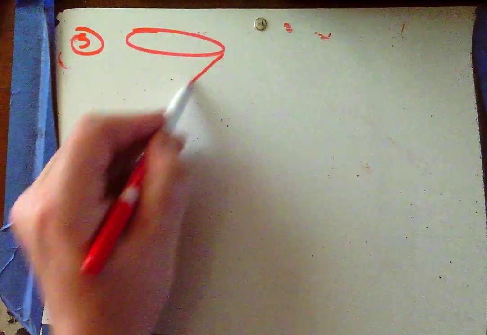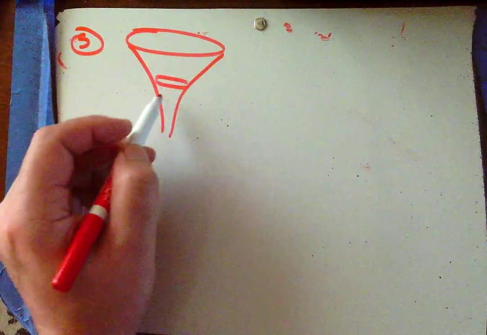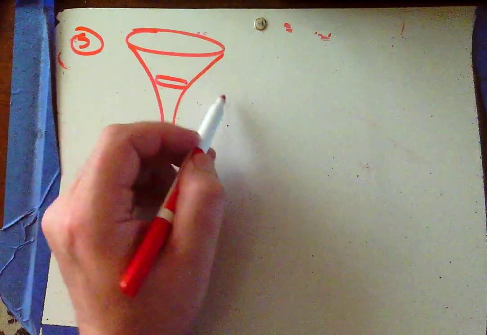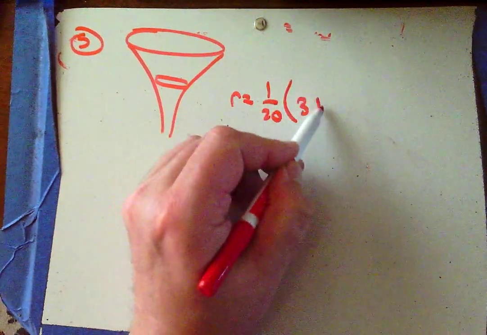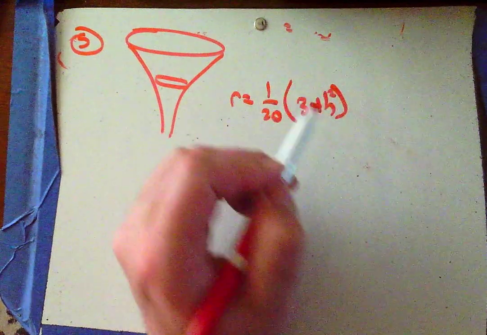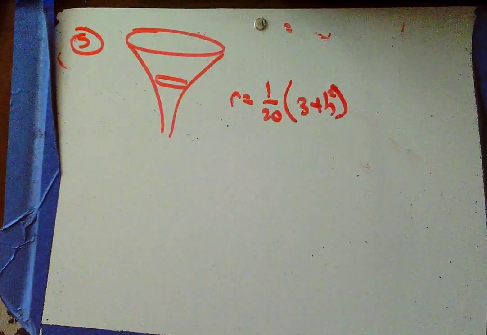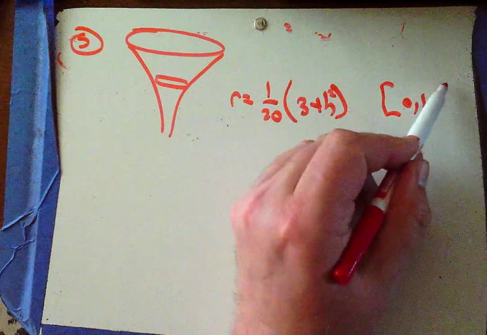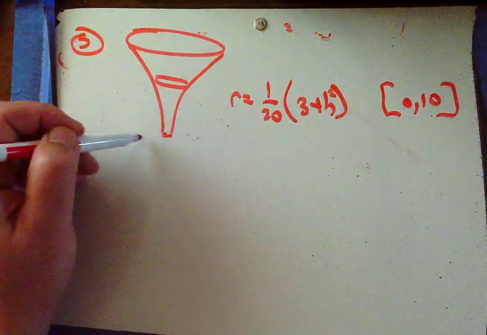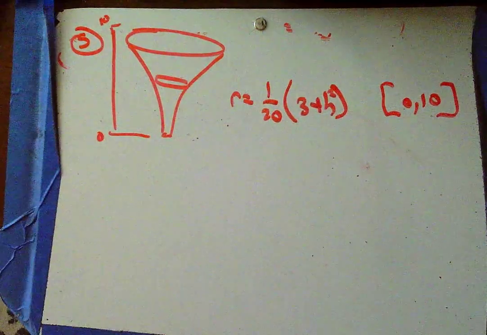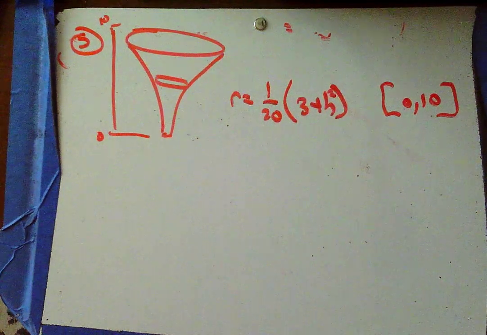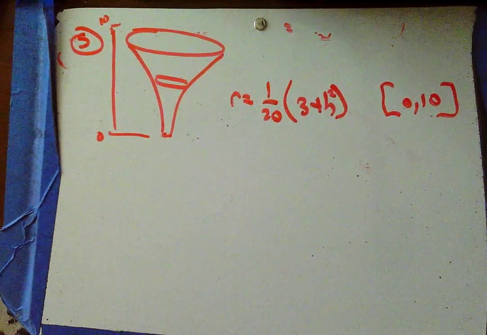Okay. 5 says, without a calculator, and yet we're given a scary picture. Scary picture. Oh no, funnel, Mr. Cooper. The radius of that funnel is given by 1 over 20, 3 plus h squared, on 0 to 10. So this must be 0 down here, and this must be 10 here. 0 to 10. Okay. Units R and H are inches.